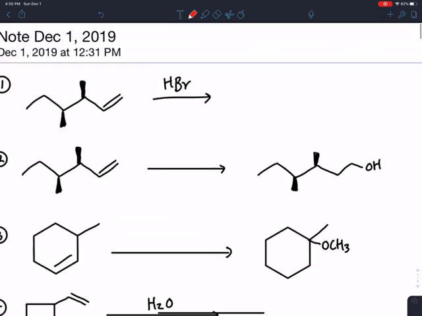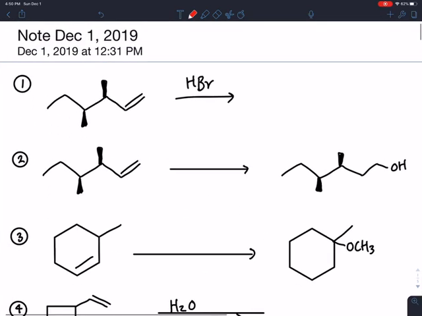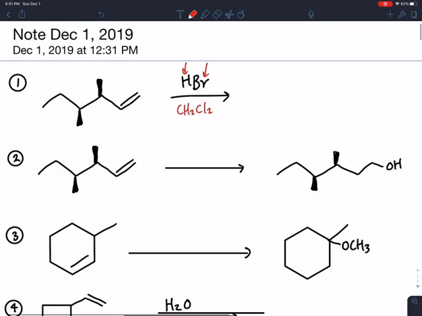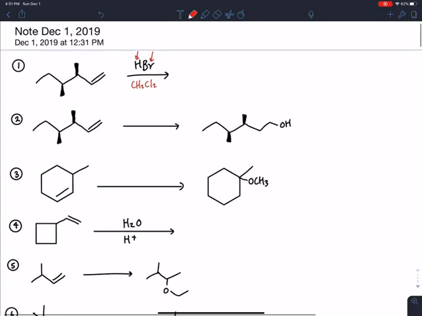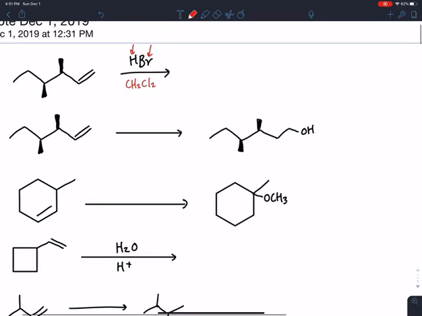So, starting from the beginning, our first question is this. The reagents are HBr, so this is technically over CH2Cl2. Our answer should be where we add an H and a Br. This is a Markovnikov reaction. It's hydrohalogenation, so what should happen is you should put the H on the less substituted side and put the positive on the more substituted side, like this.